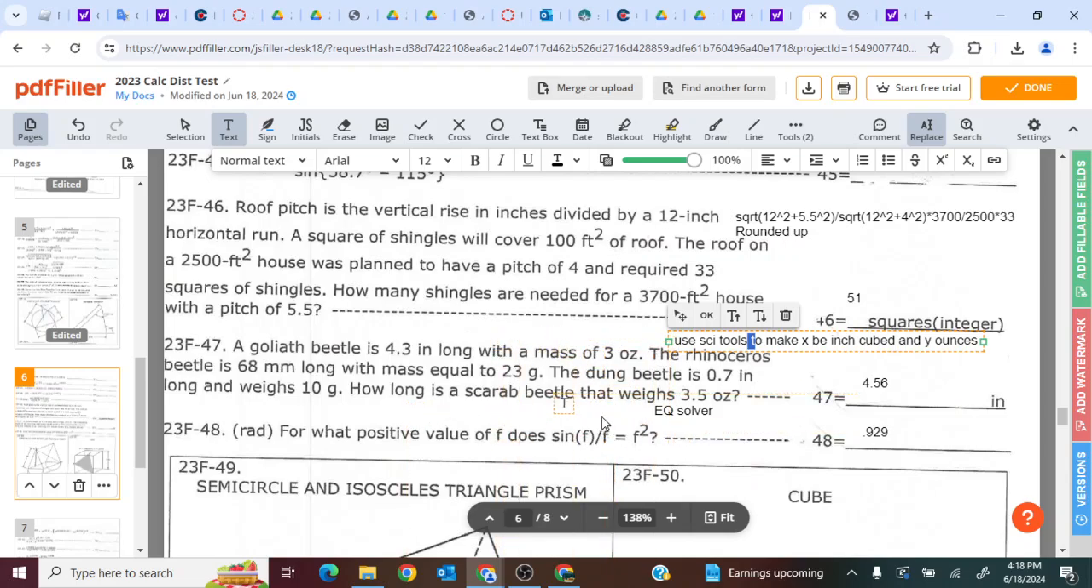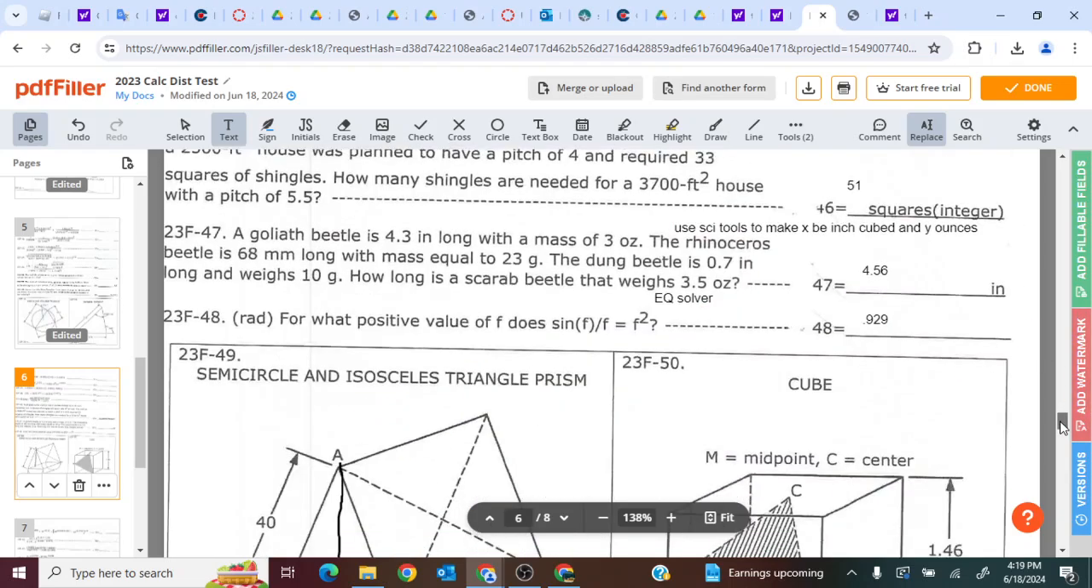48, plug it right into EQ Solver, easy enough. Make sure the value you get is positive. If you get a negative value, do a guess that is larger than your previous guess.